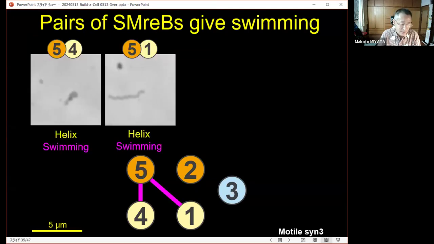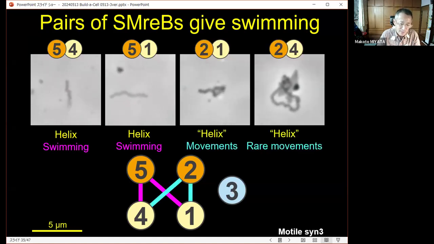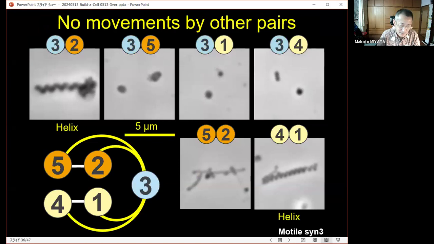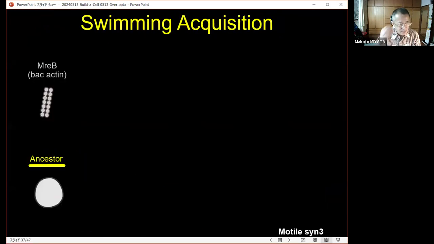With the combinations 5 and 4 and 5 and 1, the behavior and appearance of the swimming cells were similar to the 7 genes ones. The 2 and 4 and 2 and 1 gave some helicity and some movements. Of the other combinations, some showed helical structures but no movements, and these are all Brownian motion.